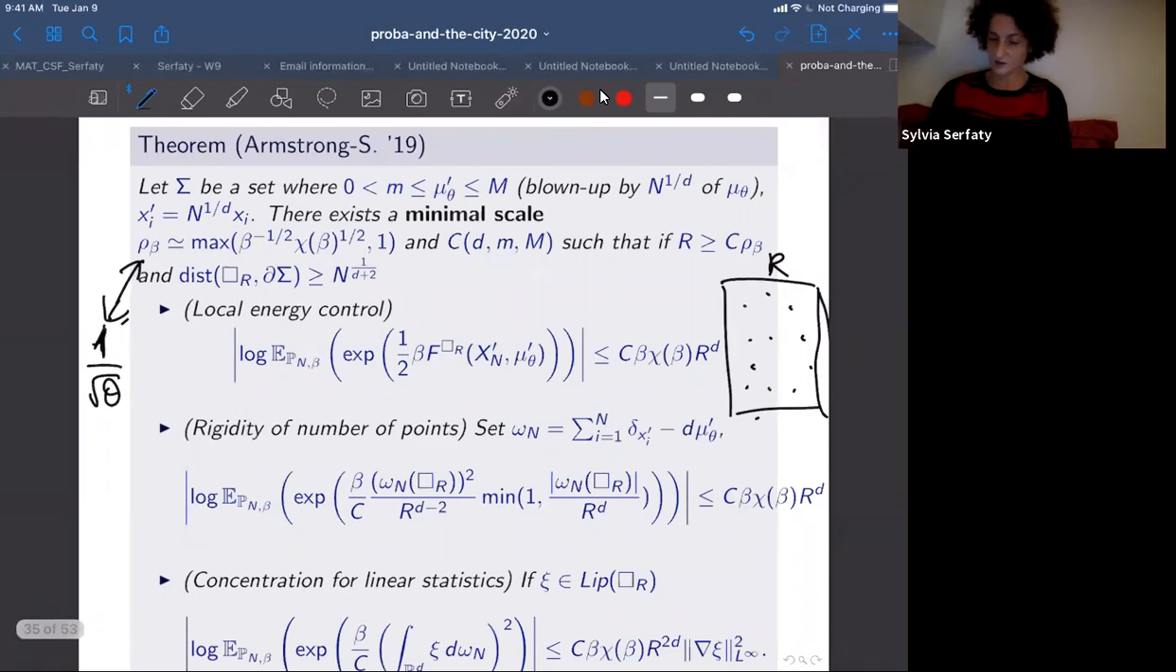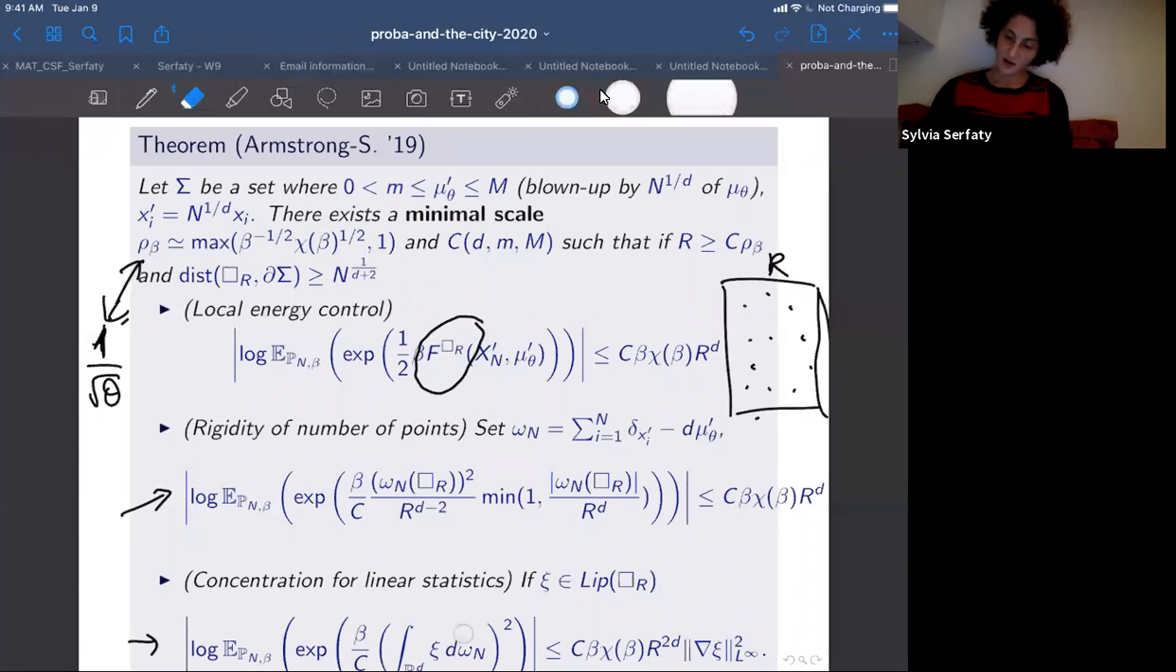You don't have to read all these statements, but they give you exponential moment controls on the energy restricted to the cubes of size r. It actually is like the volume of the cube. And as corollaries, you get controls on the numbers of points, controls on linear statistics, so very strong concentration estimates near the equilibrium measure, as soon as you are above this minimal scale.